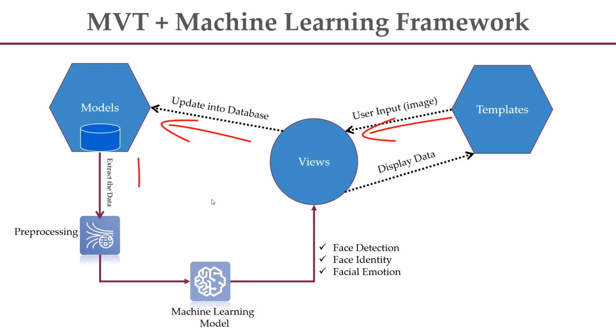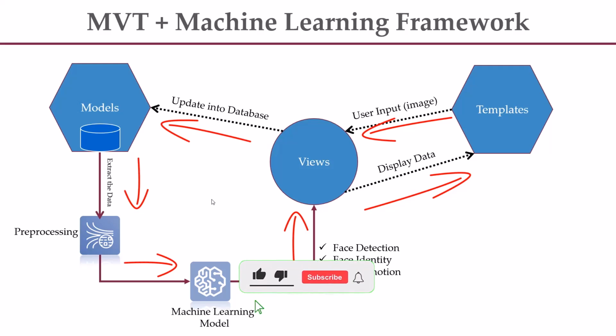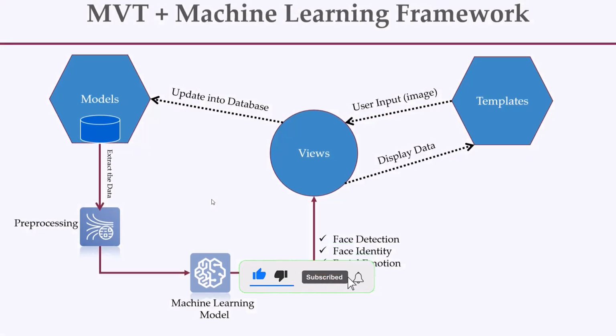And from the database, we extract the data and do the data pre-processing, which we did exactly in the machine learning process. Once we extract the features, they are passed to our machine learning model. This model gives the output of face detection, face identity, and facial emotion. That information is passed to the views, and from views we display it in the respective template or HTML. This is the MVT plus machine learning framework we are going to follow.